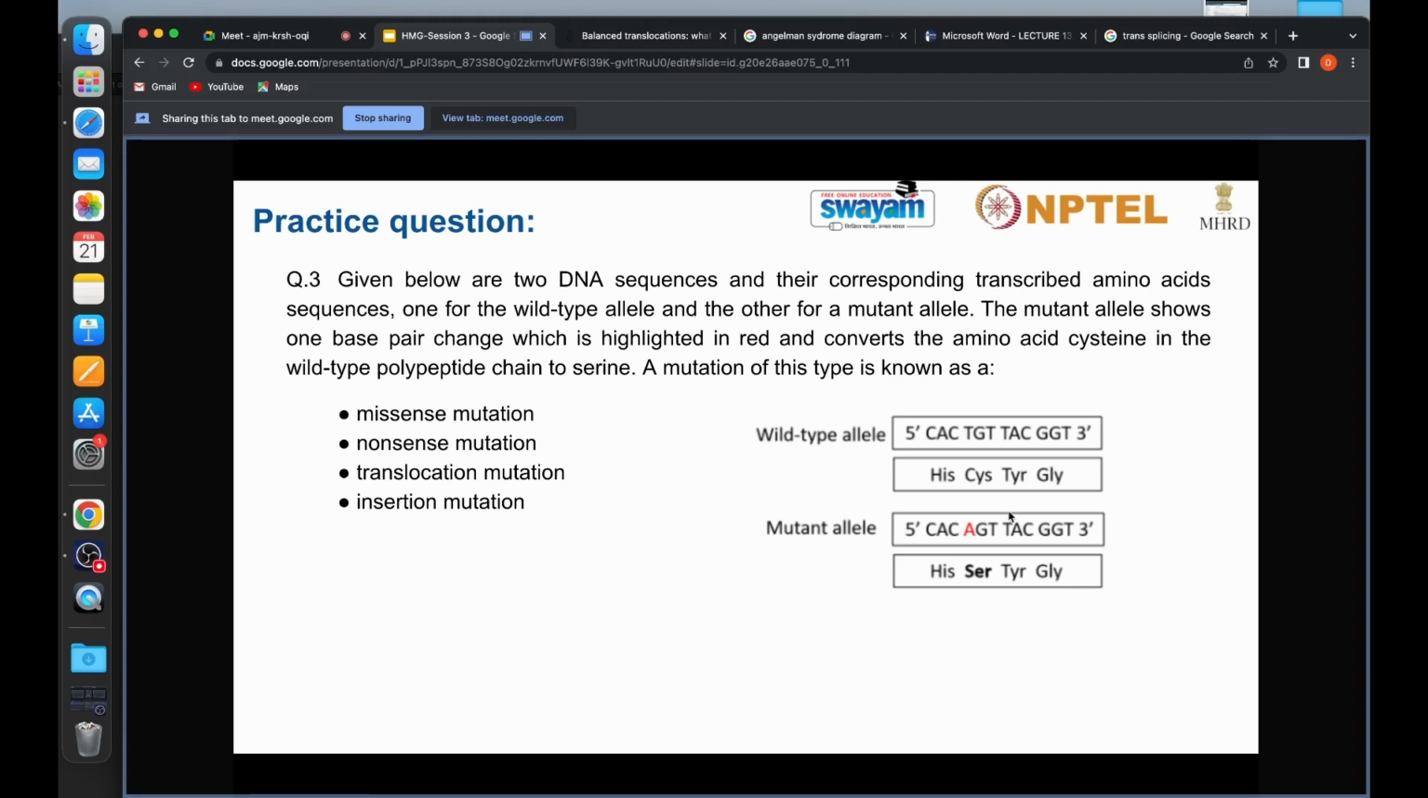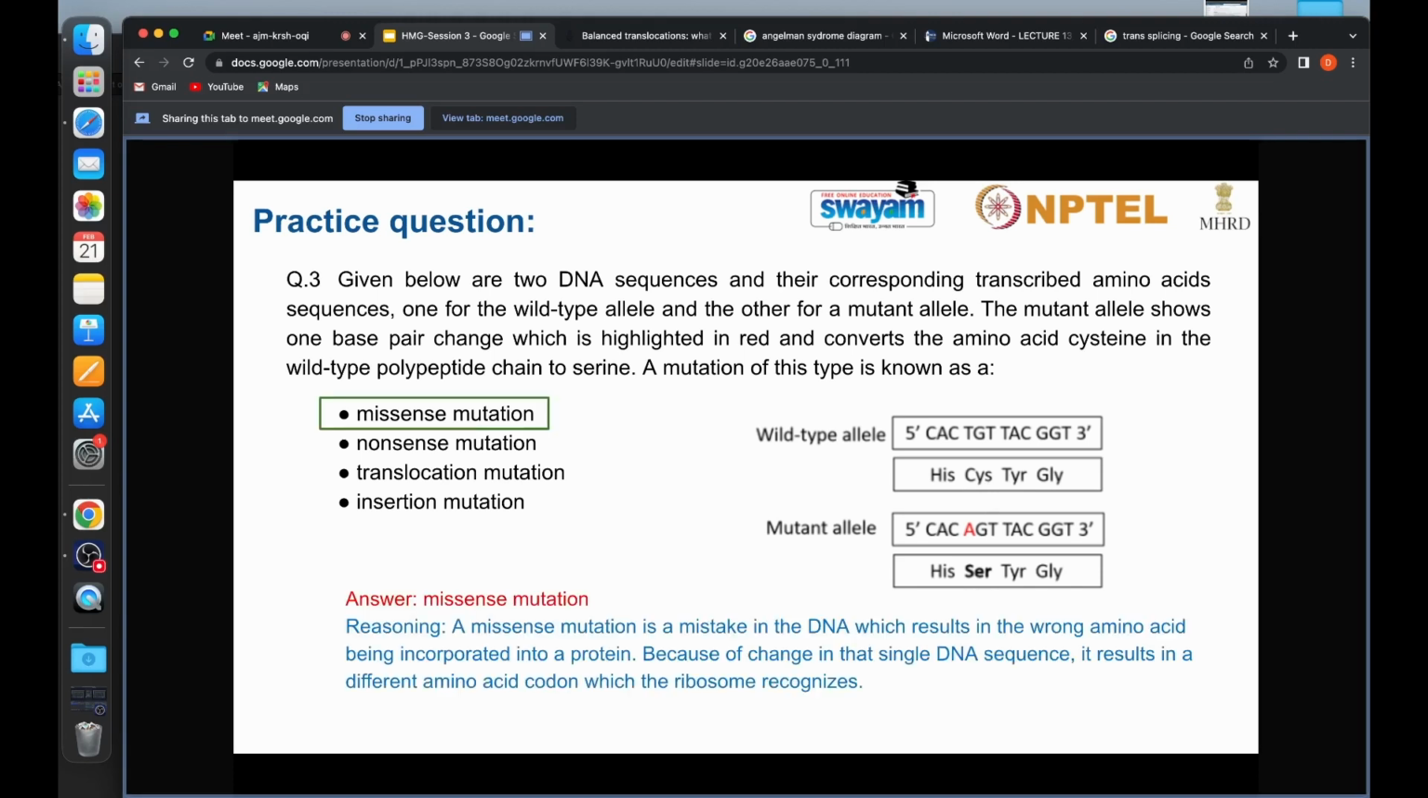So as you can see, in both of them, the amino acid that was being coded has changed due to this particular mutation, that is a point mutation. So this kind of point mutation, where a change in the nucleotide leads to change in the sequence of amino acids, is known as missense mutation. So its correct answer was missense mutation.